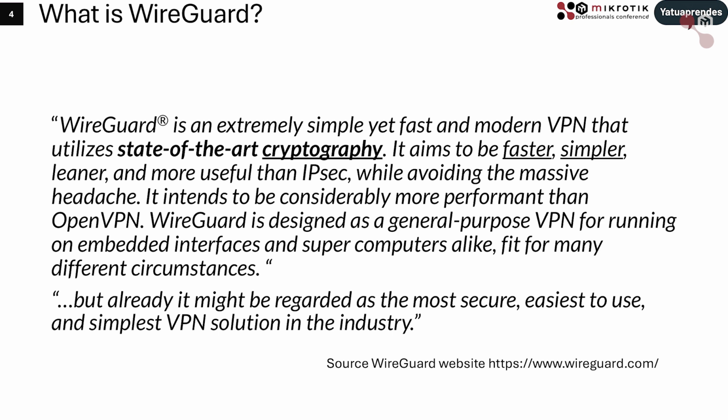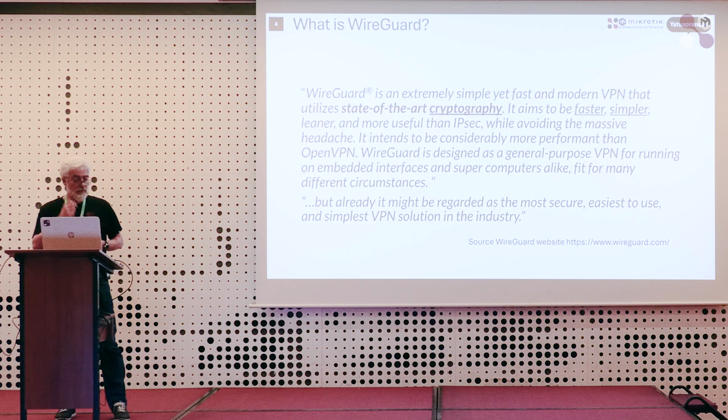Let's start. WireGuard is an extremely simple yet fast modern VPN that utilizes state-of-the-art cryptography and aims to be faster, simpler, leaner, and more useful than IPsec, while avoiding the massive headache. It intends to be considerably more performant than OpenVPN, but you can read it at the WireGuard website. I'm not going to read all.